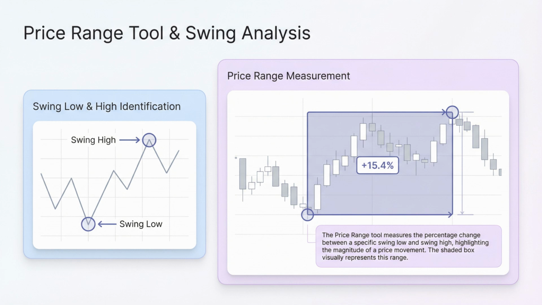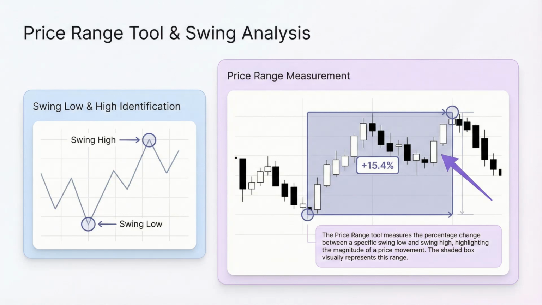By dragging this tool from a specific low point to a high point, it instantly calculates the exact percentage change and point difference between those two areas. It is a quick way to gauge volatility and historical movement size. Alongside these measurement tools, simple arrow marks are frequently used to highlight specific candlesticks, breakouts, or areas of interest on the chart. While optional, they're great for keeping visual notes or pointing out precise moments where the price action shifted.